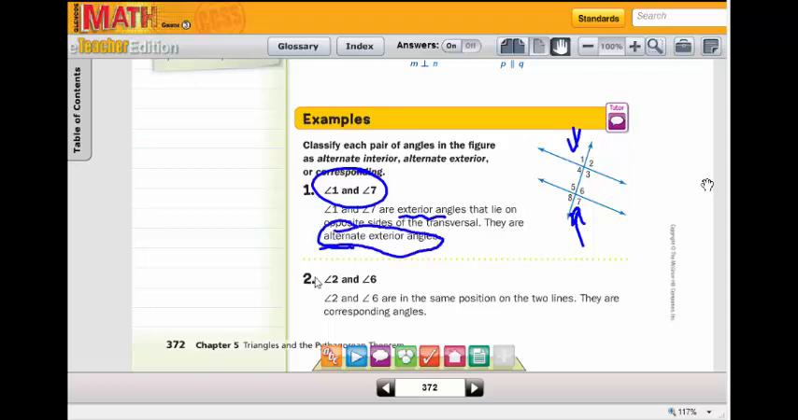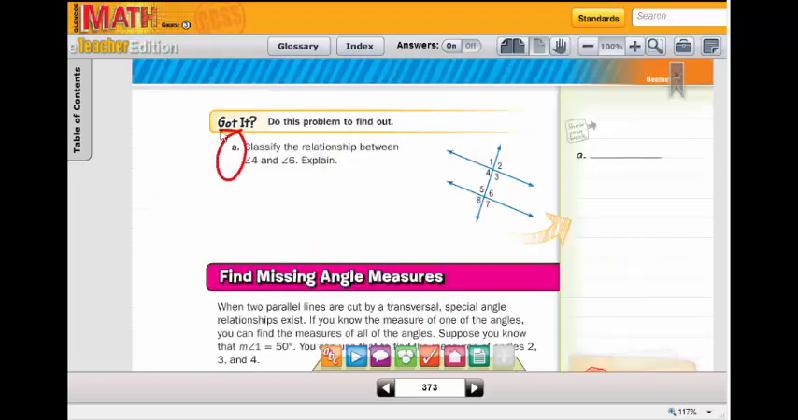Problem number 2, we're looking for angles 2 and 6. In this case, you can see that they're both on the right of the transversal, and they're both above their parallel lines, and that makes them corresponding angles. Just that simple. Please press pause and do letter A.